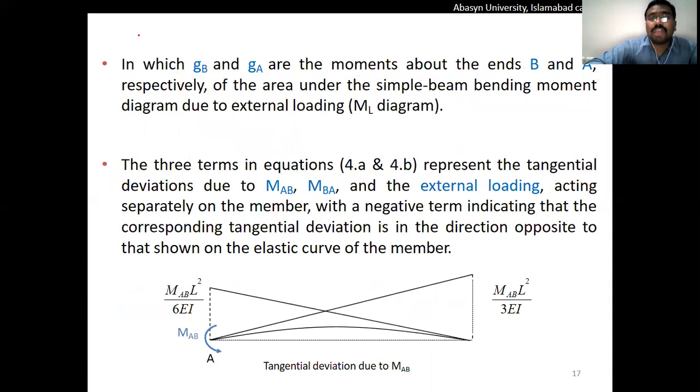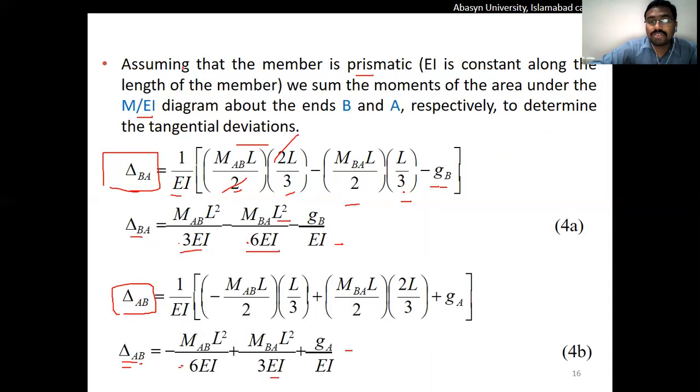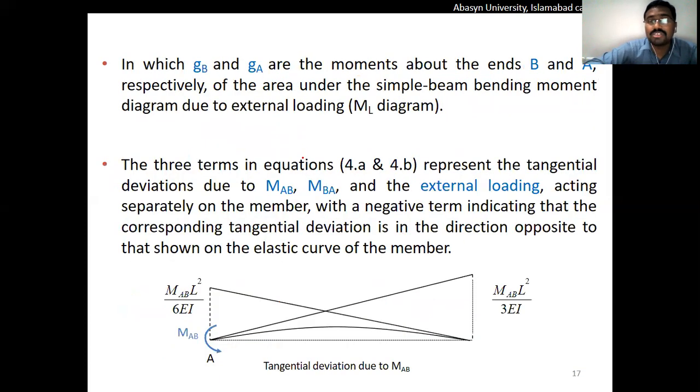Here, as already mentioned, we are using these two terms, GB and GA. These GB and GA are the moments about the ends B and A respectively, as B indicates the moment at B of the area under the simple M over EI diagram due to external loading, as I already told you.